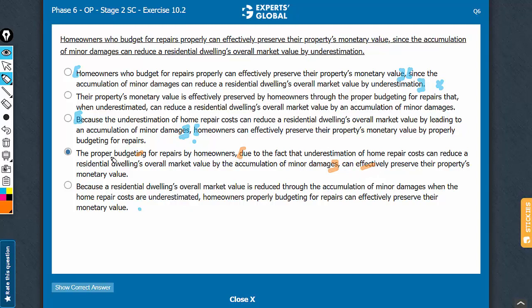For example, proper budgeting for repairs by homeowners due to the fact. So it's sounding as if the proper budgeting for repairs by homeowners is happening because of this fact here, which of course doesn't make sense. This fact presented here is leading to the effect of preservation of property's monetary value. That is the intended meaning.